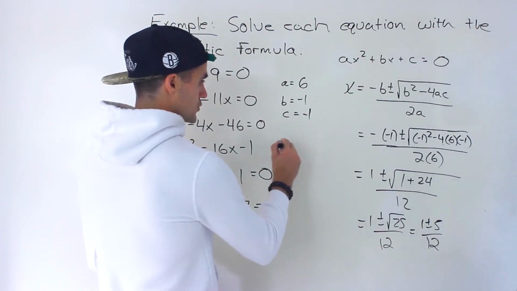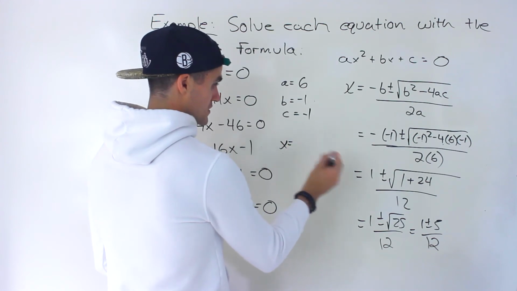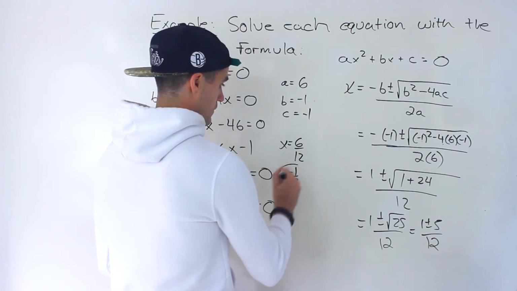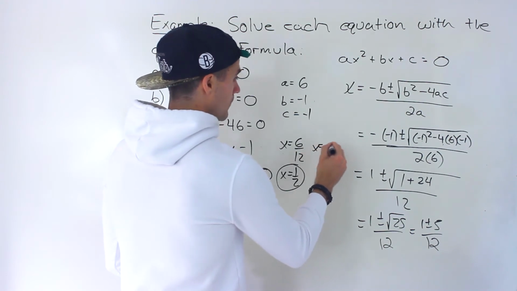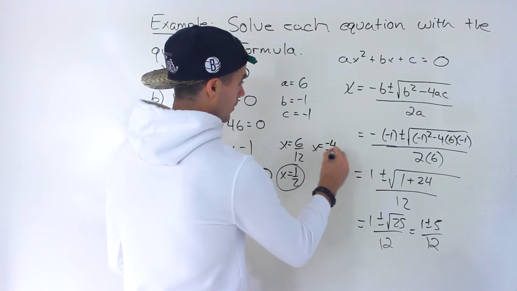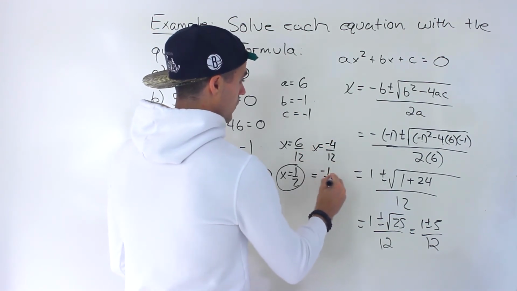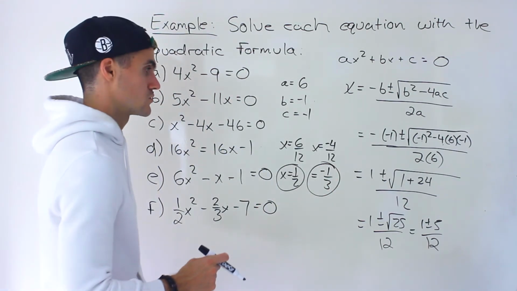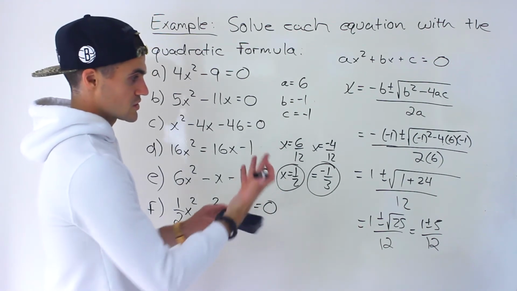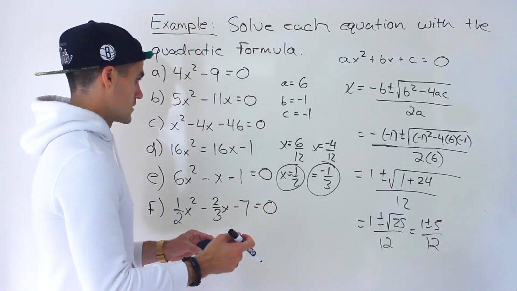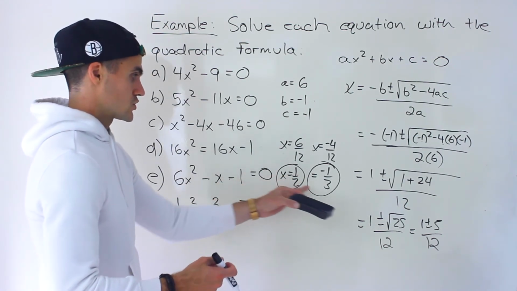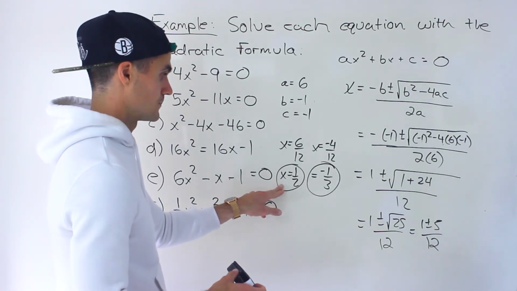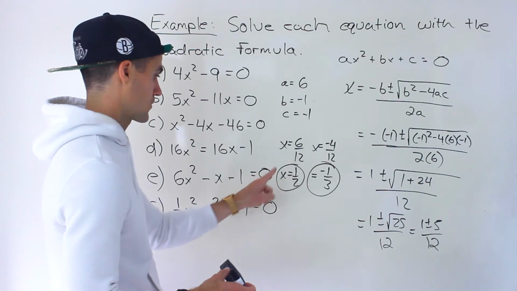So we'll have two solutions. X equals 1 plus 5 over 12, which would be 6 over 12, which would give us 1/2. Or we can get 1 minus 5, which is negative 4 over 12, which would give us negative 1 over 3, like that. So those are the two solutions right there using the quadratic formula. So there were no radicals in these. They're just rational numbers. There's no square roots there.